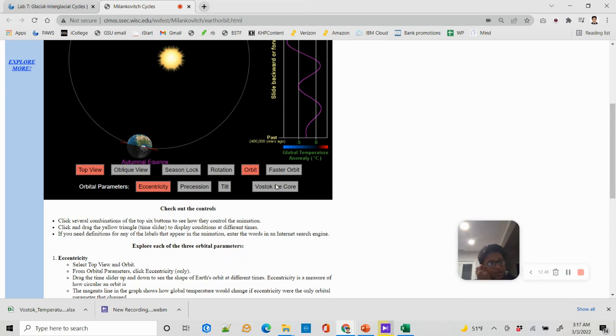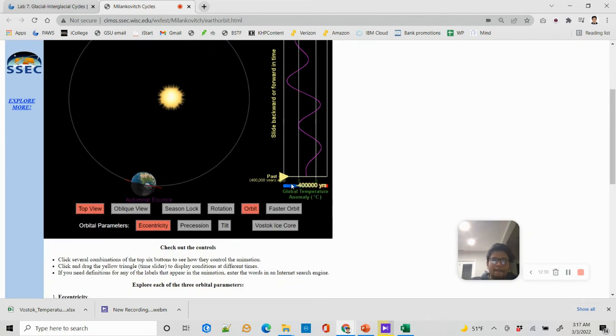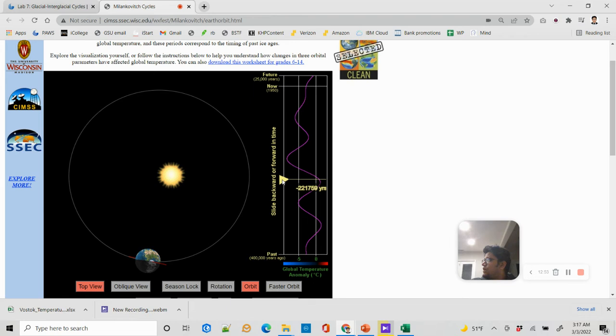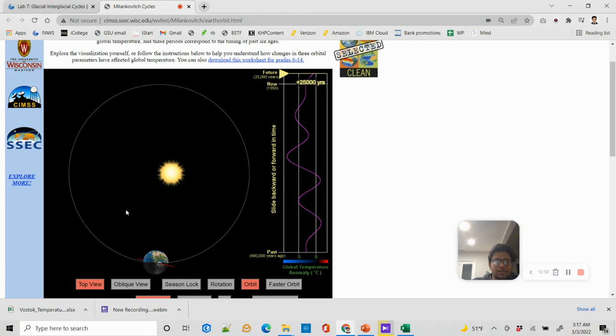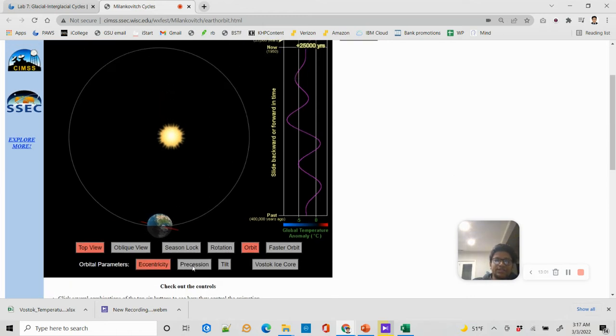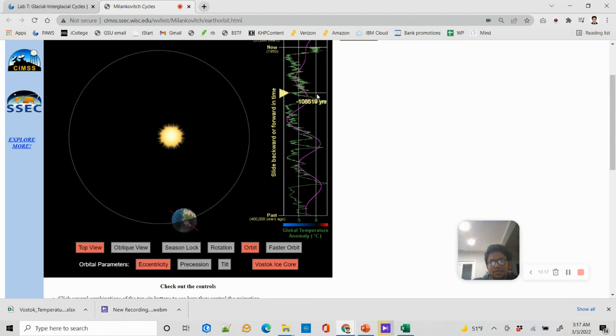The idea is that the Earth's temperature is a combination of Earth's eccentricity, precession, and tilt. So if you just consider the eccentricity, this is the temperature cycle, and the Vostok ice core has this temperature cycle. The green one is from the ice core, and this is how the temperature would have been if only the eccentricity factors were working.